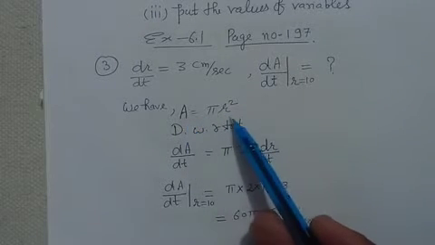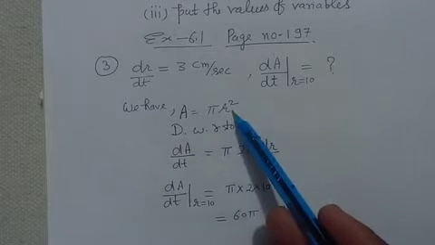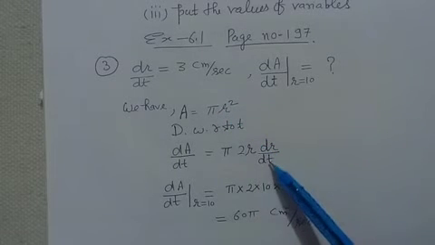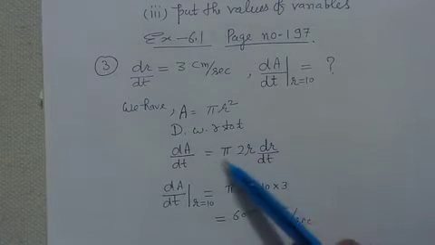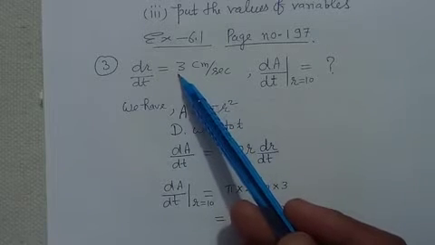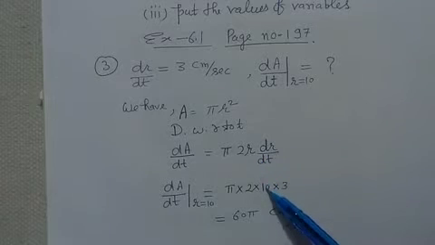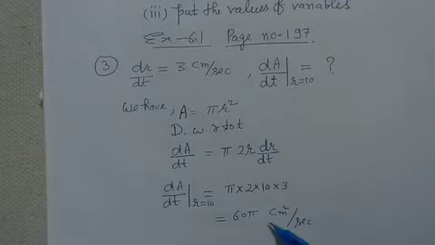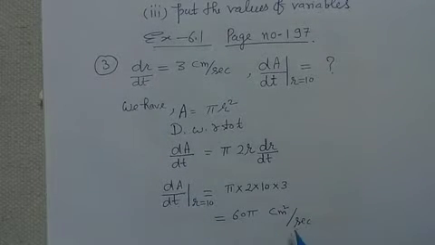So for a circle, A equals pi r square. Differentiate with respect to t. Left side will be dA by dt. Differentiation of r square is 2r, and derivative of r using chain rule is dr upon dt. It means now you have a relation between dA upon dt, r and dr by dt. But it is given dr upon dt is 3. Radius is increasing at a uniform rate of 3 centimeter per second. So dr upon dt equals 3, and radius is 10, at r equals 10. So dA upon dt at r equals 10 is equal to this value, that is 60 pi. And the unit of area is square centimeter per unit of time, that is per second.